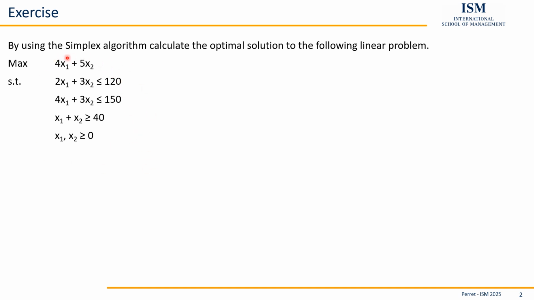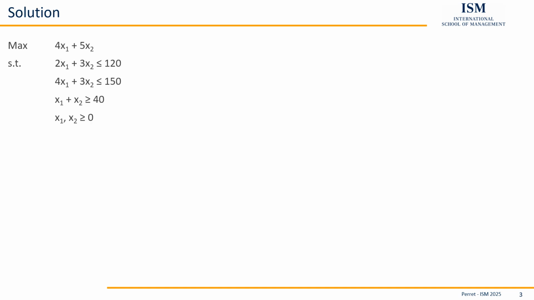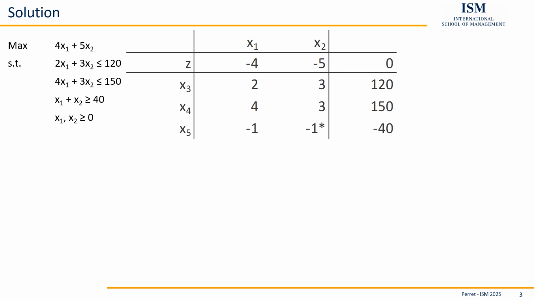We first need to get this into a working table. That's what I'm going to do here in this slide. So I copied the problem. Then I'm going to generate a table in the following way. For each decision variable, I'm going to make one column. So I have an x1, x2 column. I'm going to add in the first row the objective function. And then I'm going to add one row per constraint. So x3 represents the first constraint, x4 the second, and x5 the third. So much for the structure.